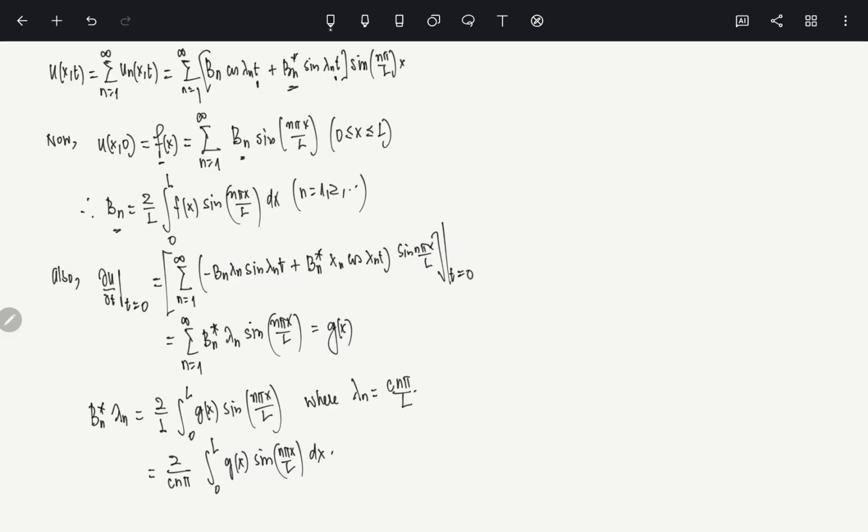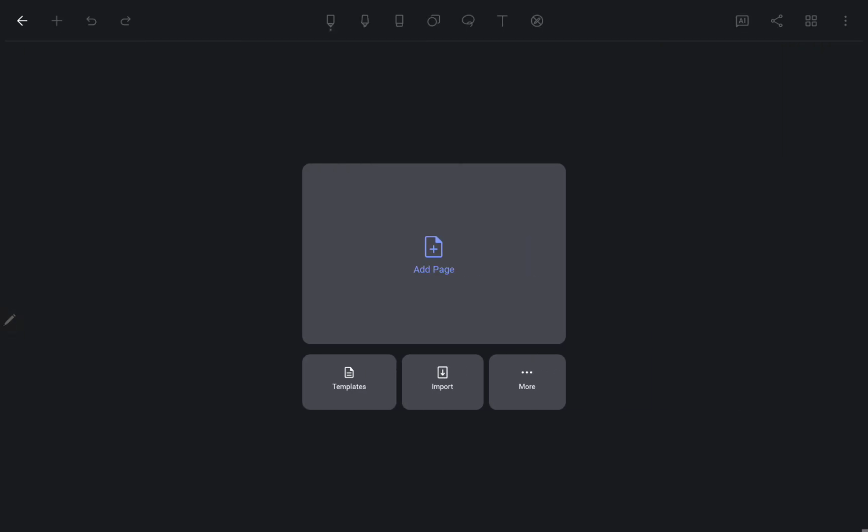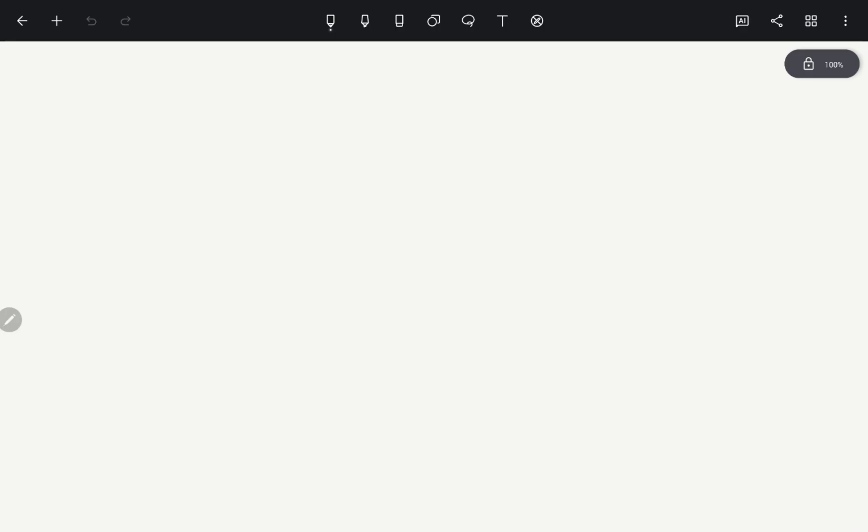So g and f are given to us. Once these are given, you just put everything together and you get your solution. So let me do that. What is u of x, t in this case? That is nothing but summation n equals 1 to infinity Bn.